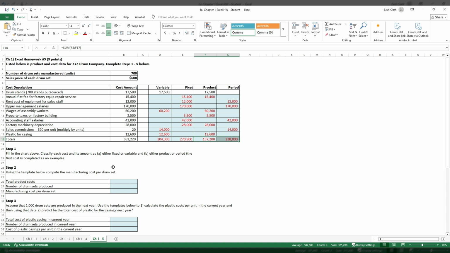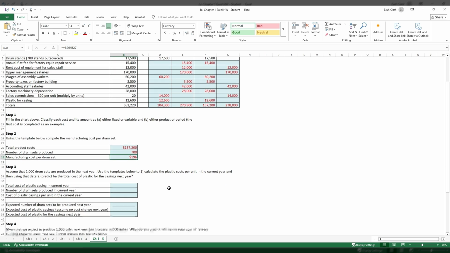Okay, let's move on to step two. Now we're going to use the template below to compute the manufacturing cost per drum. So what does it cost us to manufacture a drum? We take our total product costs, link into the total there, and the number of drum sets produced, which is 700. Then we just divide the cost by the number of drum sets, and that leads us to a total of $196 of cost that we incurred to produce a drum set.